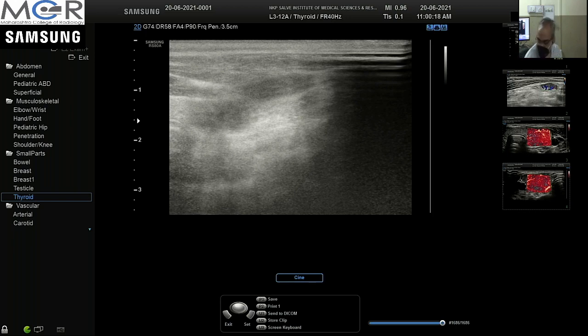So one more lady. She appears older than the earlier patient.